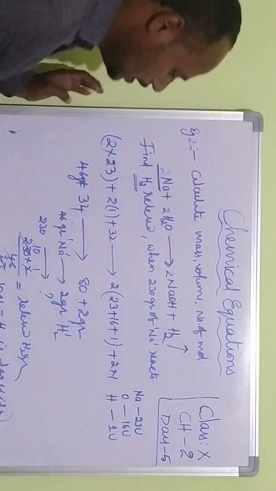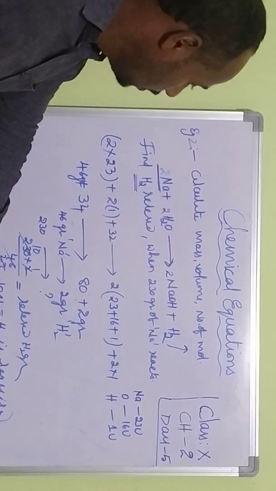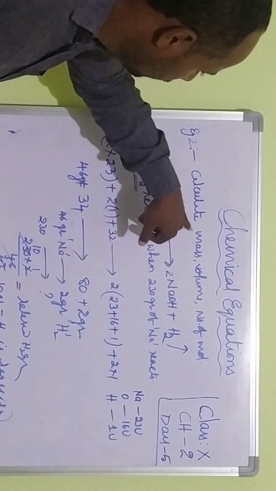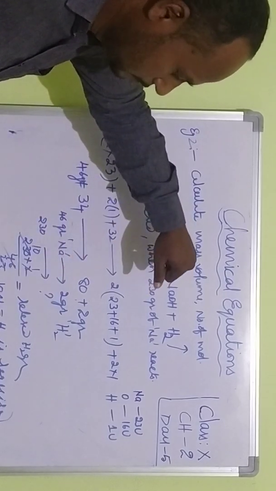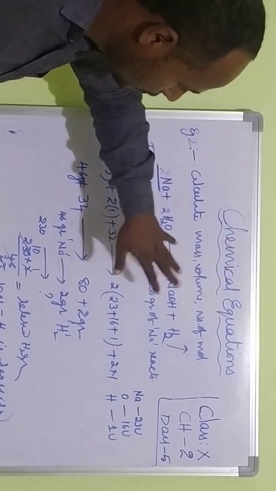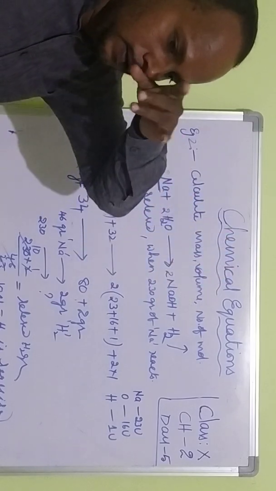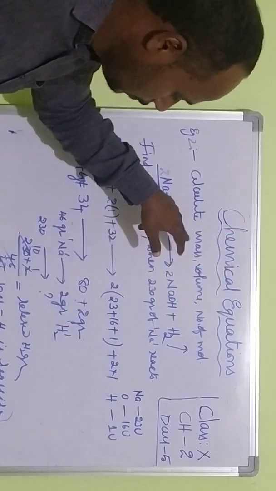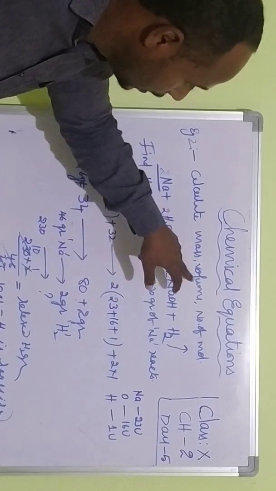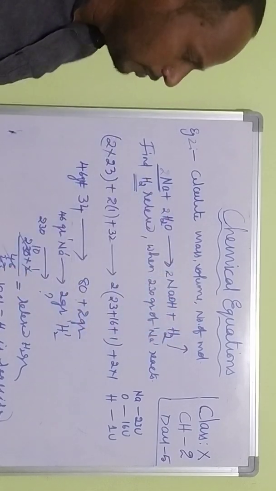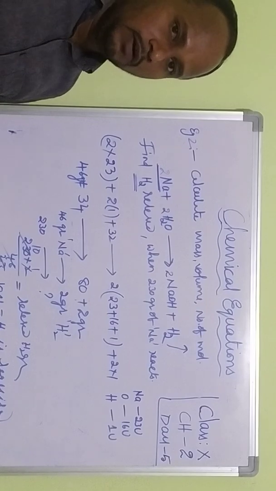Understand? 10 grams of H2 is required. From that we found the value. Now we are going to find the mass and the number of molecules. If we found only the mass, then the volume and the number of molecules we are going to find using the Avogadro number.